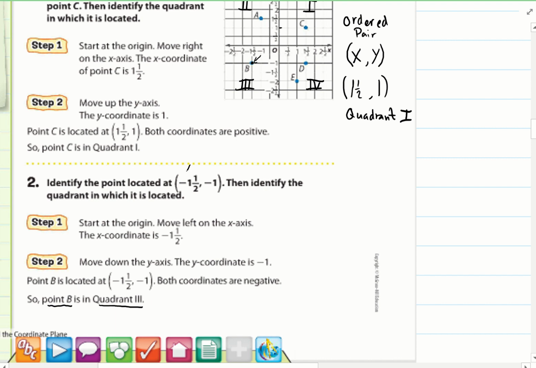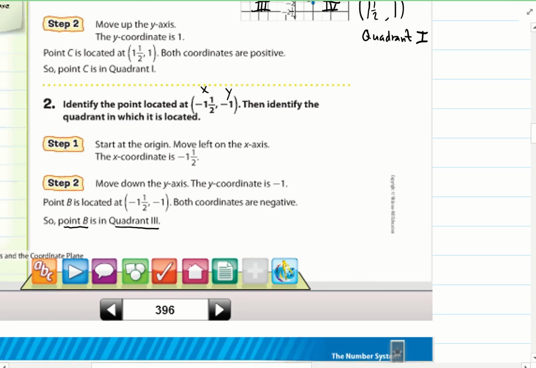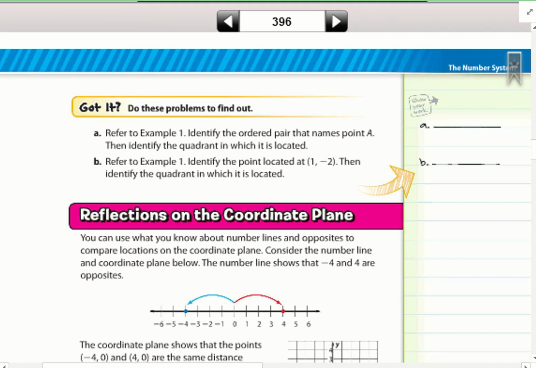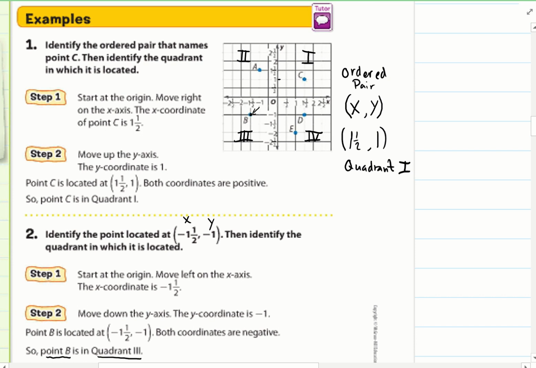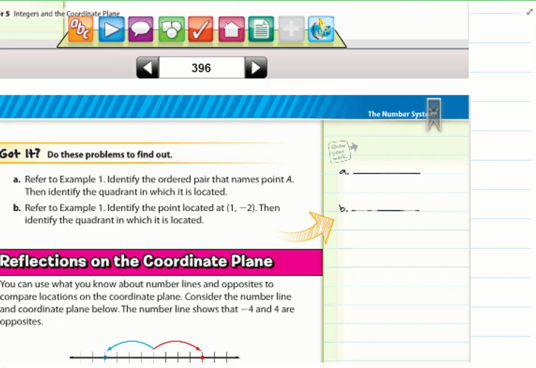So I always want to do my x value first and then my y second. So go ahead and try A and B. Use the quadrant from example 1 in order to solve these problems. And go ahead and pause the video.